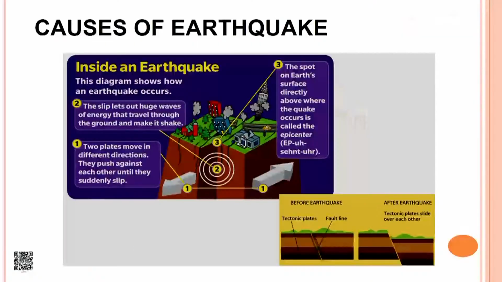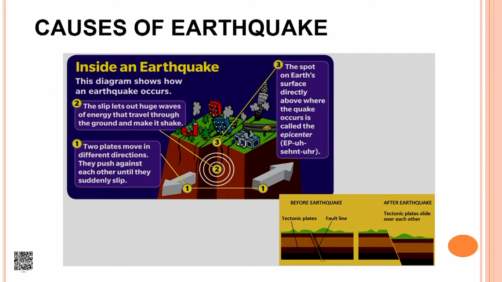So, now we have talked about how we can measure an earthquake and what an earthquake is. Now, we will see how an earthquake occurs. So, look at the diagram. An earthquake happens when energy stored in the earth's crust is suddenly released, causing the ground to shake. So, there is some process.